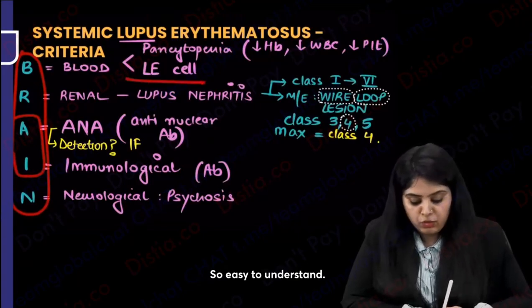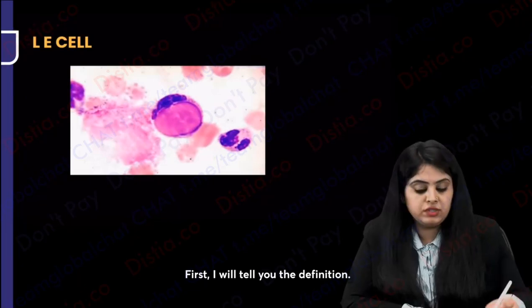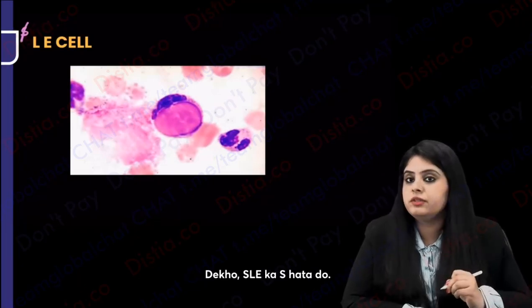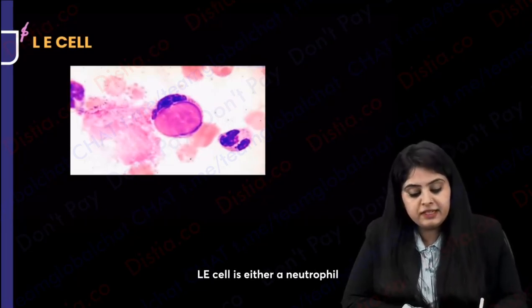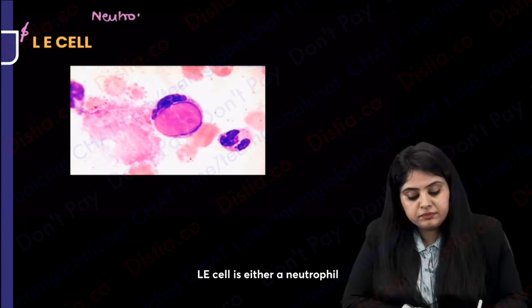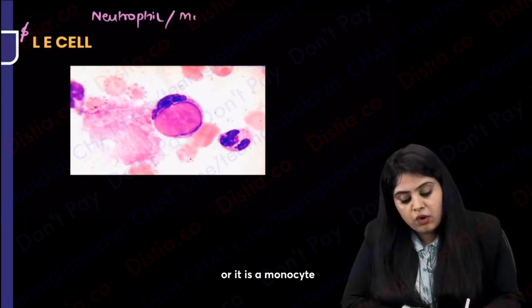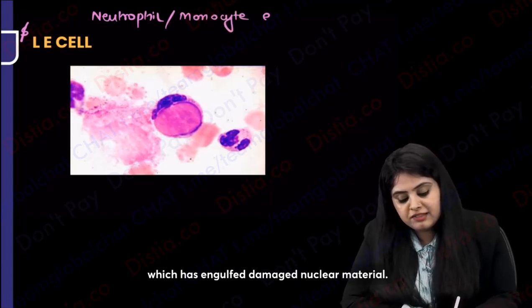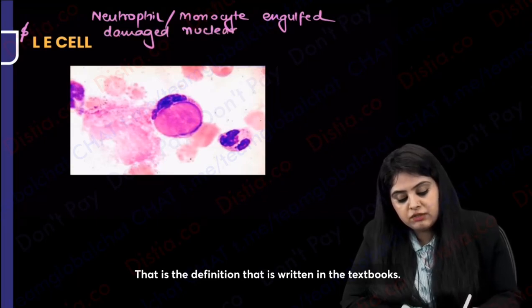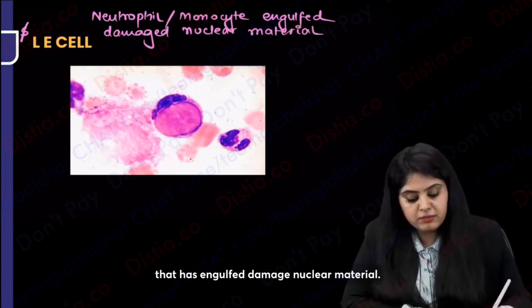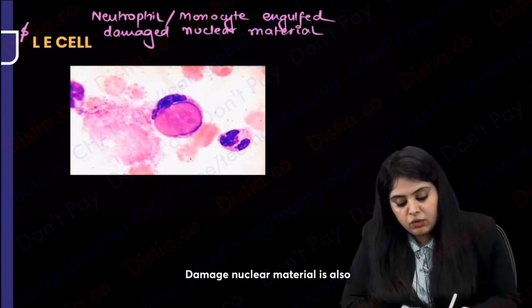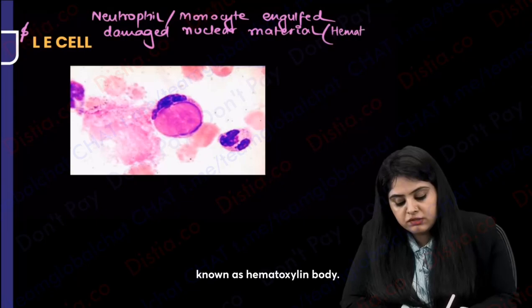What is an LE cell? So easy to understand. First, I'll tell you the definition. Look, remove the S from SLE. You are left with LE cell, lupus erythematosus cell. LE cell is either a neutrophil or a monocyte which has engulfed damaged nuclear material. That is the definition that is written in the textbooks. It is a neutrophil or a monocyte that has engulfed damaged nuclear material. Damaged nuclear material is also known as a hematoxylin body.